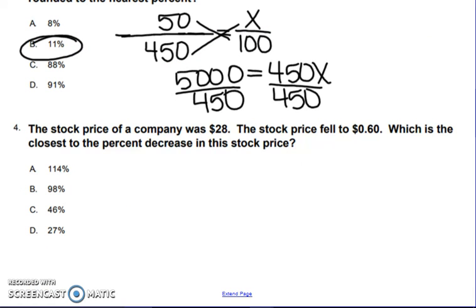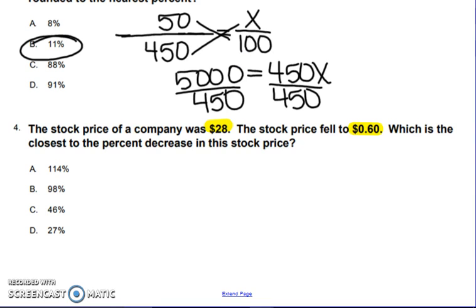Number 4, the stock price of a company was $28. The stock price fell to 60 cents. Which is the closest to the percent decrease in this stock price? Well, let me take a look at my two numbers. It looks like I have $28 and I have 60 cents.